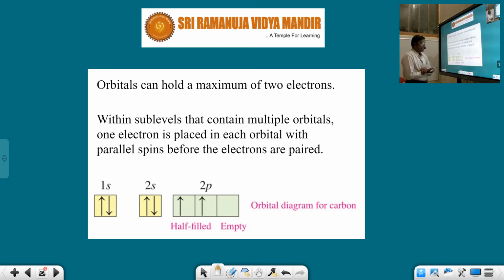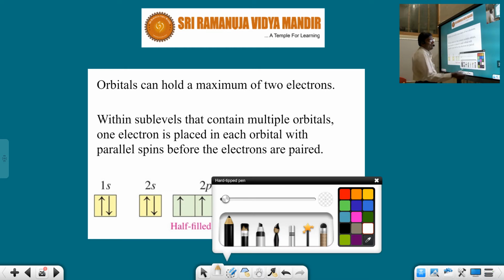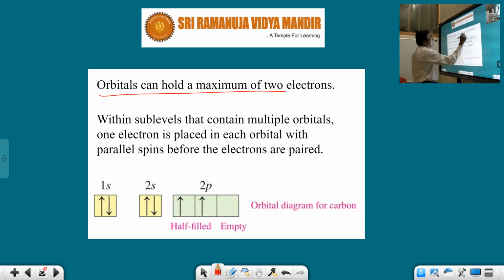First and foremost thing, you are very much convinced that orbitals can hold a maximum of 2 electrons only. Do you agree or not? You can see in all cases it can hold only 2 electrons, like this. Agreed? These orbitals are called sublevels or subshells. Shell means orbit, subshell means orbital. I hope you understood the basics now.